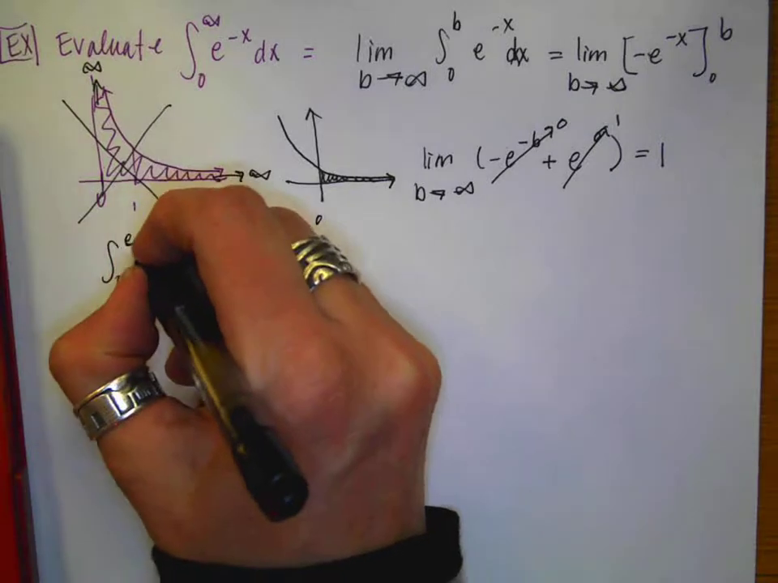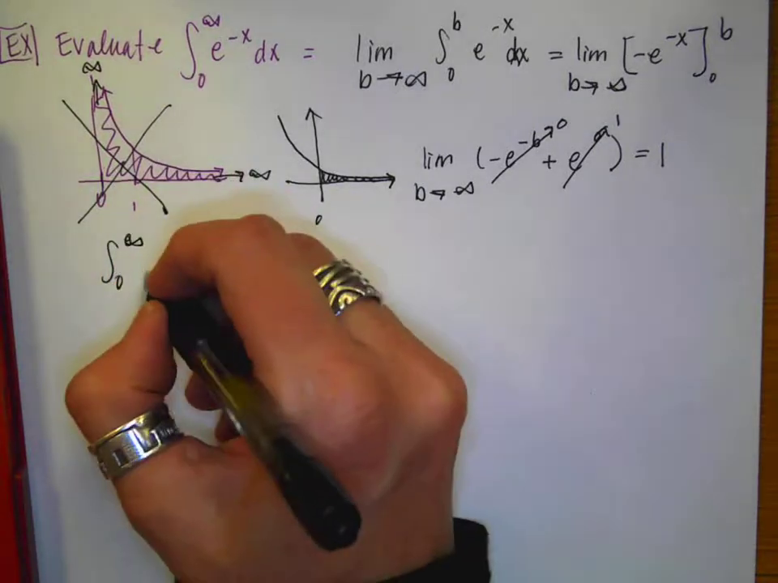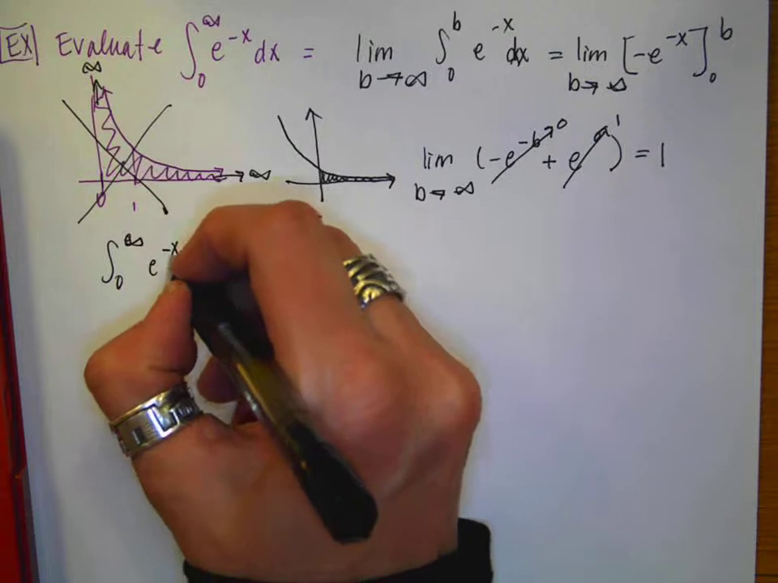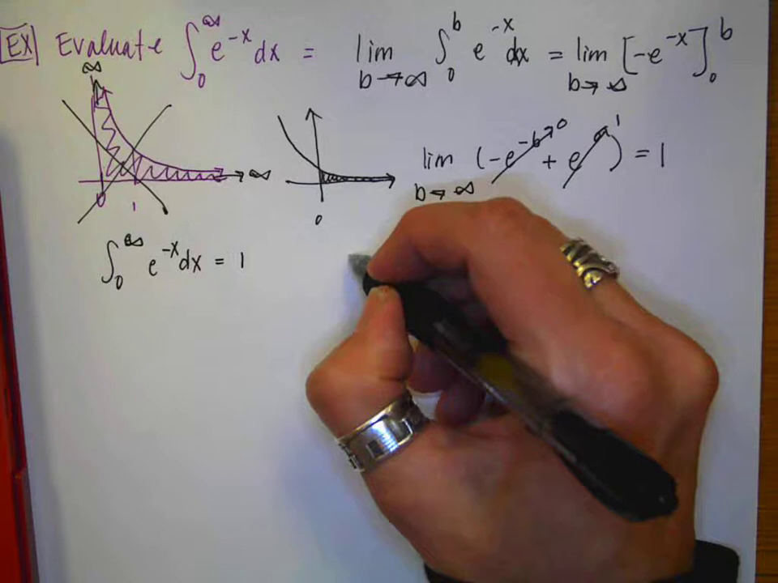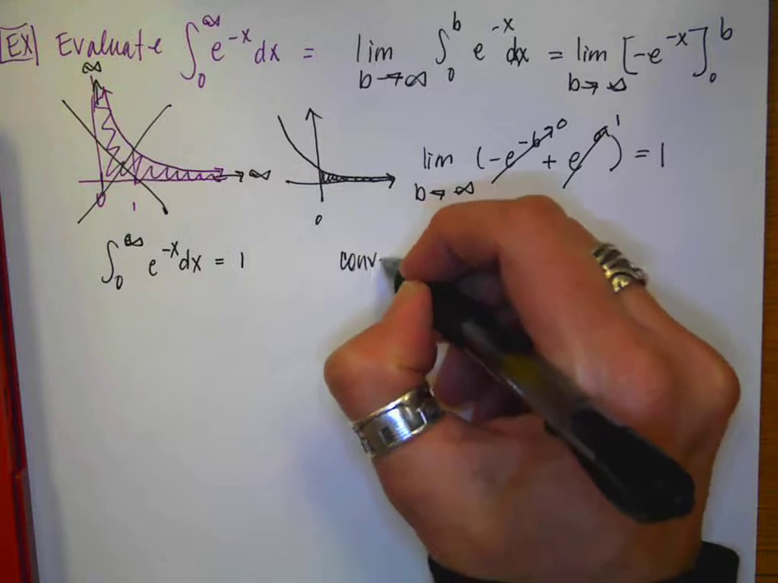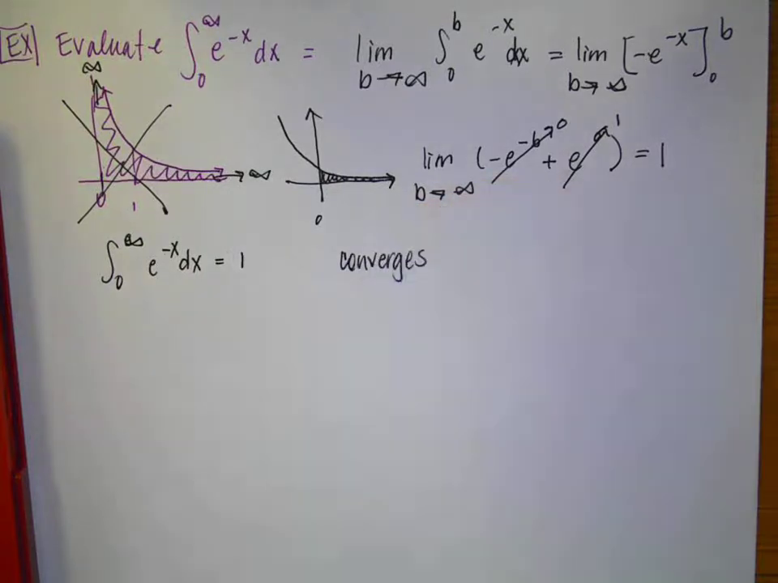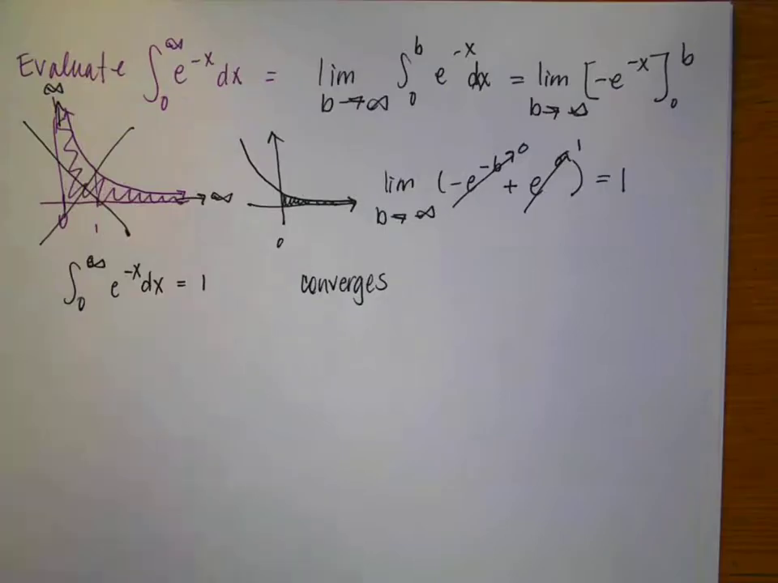So then if I needed to report my answer, I would say that the integral from 0 to infinity of e to the negative x dx is going to equal 1. And then I would also show you that this converges because the area is going to approach 1. Alrighty, so now let's do the next problem.